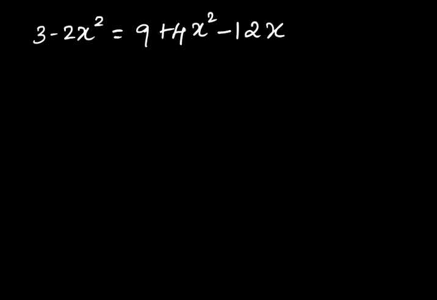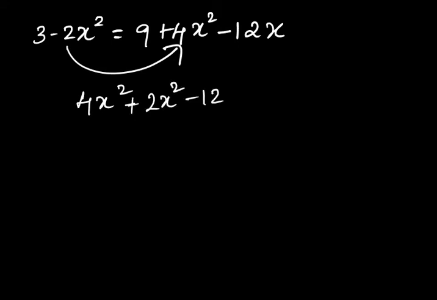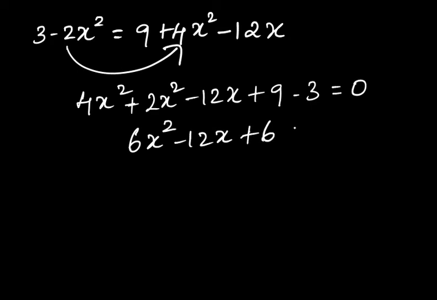Since we have plus 4x square on your RHS, when you compare minus 2 and plus 4, plus 4 is bigger, so it will be easy to solve. So I'll be taking 3 minus 2x square to your RHS. So we'll get 4x square plus 2x square minus 12x plus 9 minus 3 is equal to 0. So 4x square plus 2x square is 6x square. So minus 12x plus 6 is equal to 0.